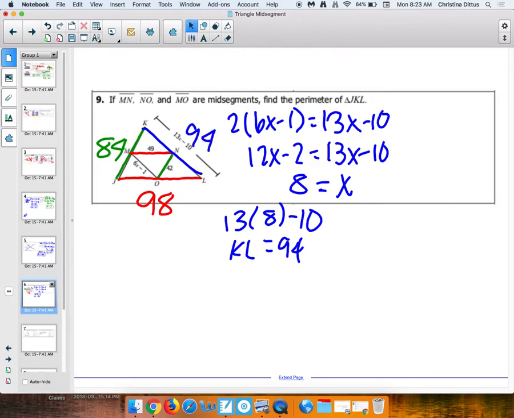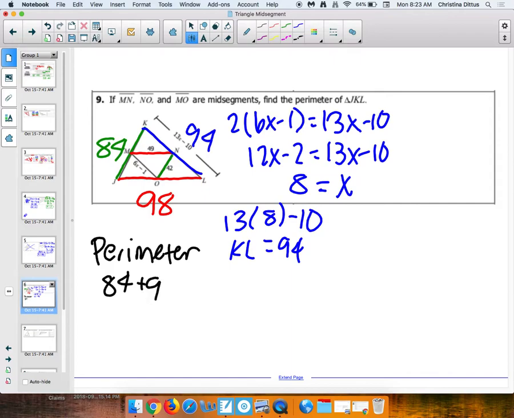One last thing. Perimeter. Add what all up? All the outside numbers. 84, 98, 94. And what's our perimeter? 276.